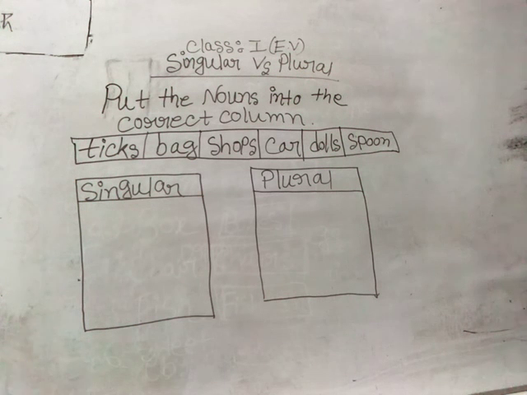Before going to the class, please have your exercise book along with your pencil and eraser so that you can practice this item right now with your Miss. Please go through the instruction once again. Put the nouns into the correct column. That means there will be two columns and you need to put the correct noun in the correct column.